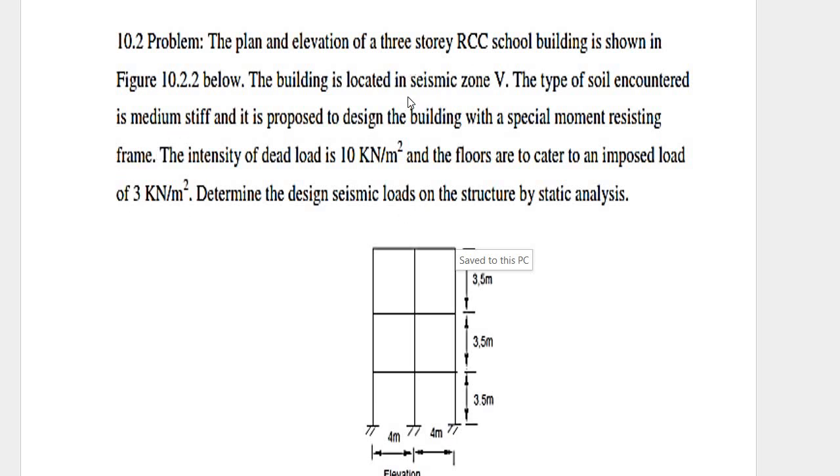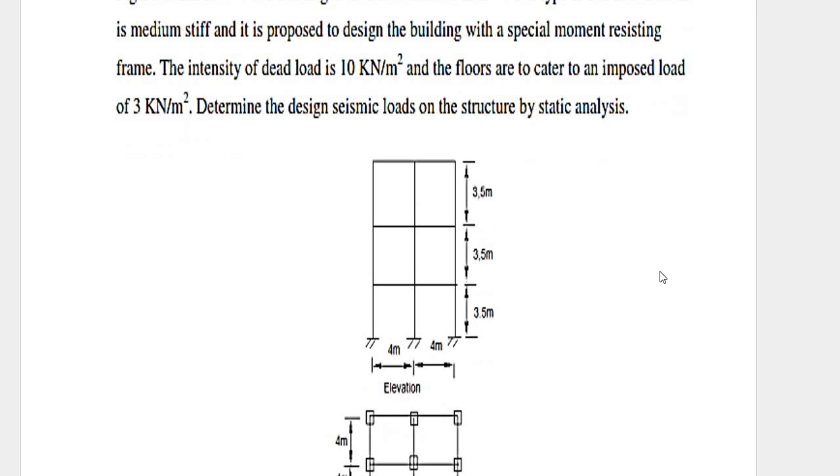Okay, these are the basic information, and now we should focus on the dead load as well as a live load values. So dead load value is 10 kilonewton per meter square, and imposed load, or it is also called as live load, it is 3 kilonewton per meter square. Okay, the seismic loads has to be calculated by using a equivalent static method.